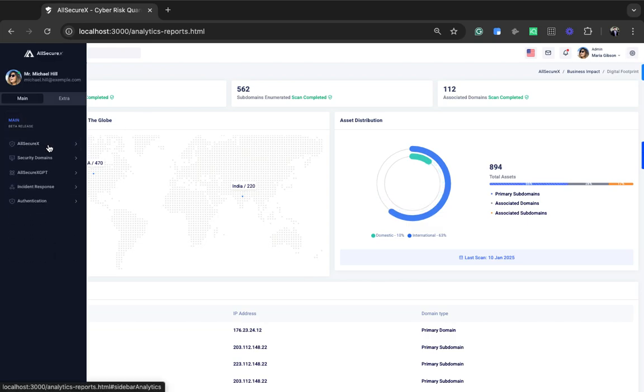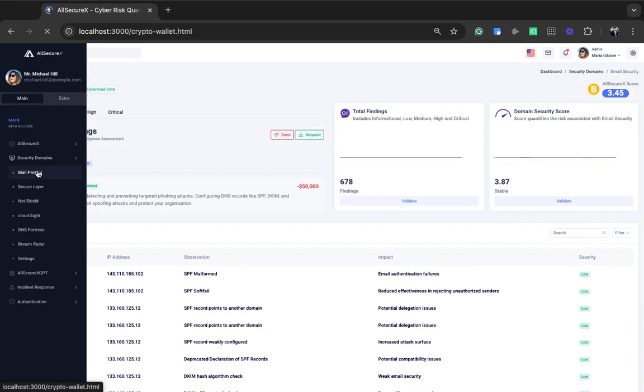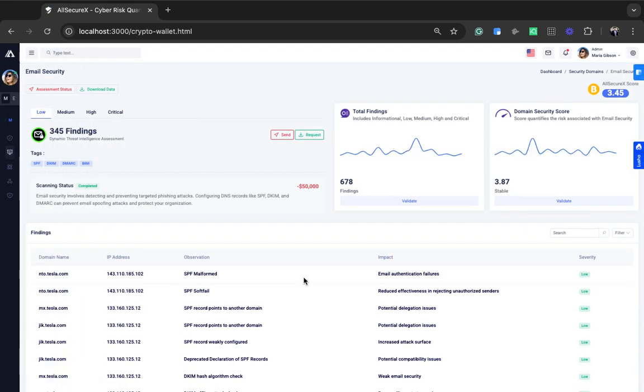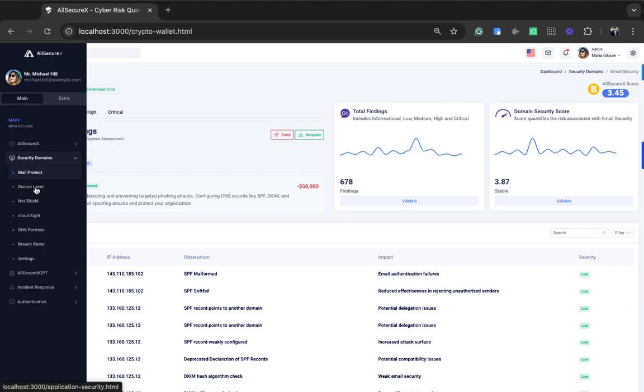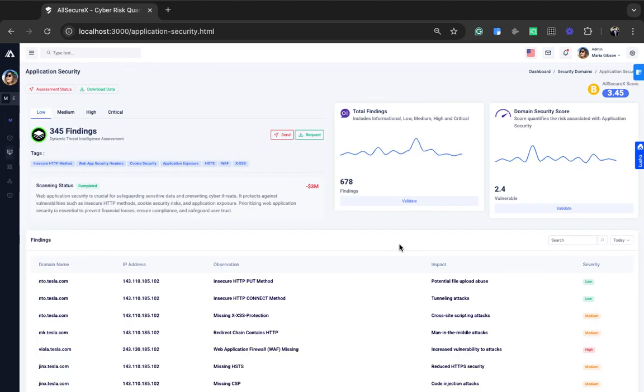And apart from that, another feature of our platform is that you can deep dive into each and every security domain. For example, if you have integrated the email security template, or the secure layer template, you can do a detailed analysis for each and every one of them through the findings you have found.